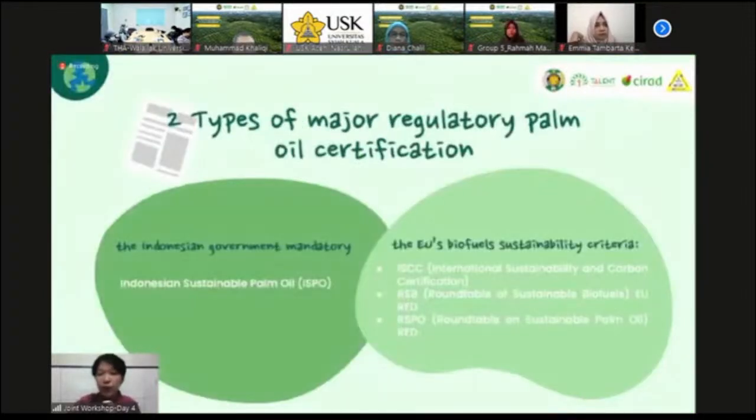Under the EU Renewable Energy Directive, or RED, palm oil produced through the following voluntary schemes is considered to be compliant with the EU's biofuels sustainability criteria, which are ISCC, RSB, RSPO. Meanwhile, the Indonesian government mandatory scheme is ISPO.